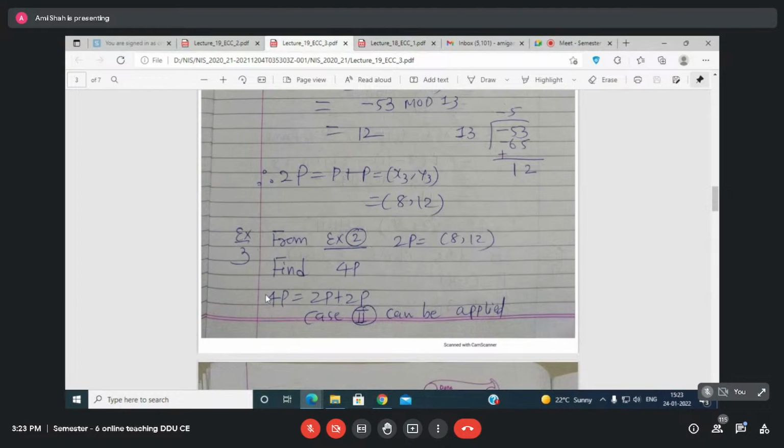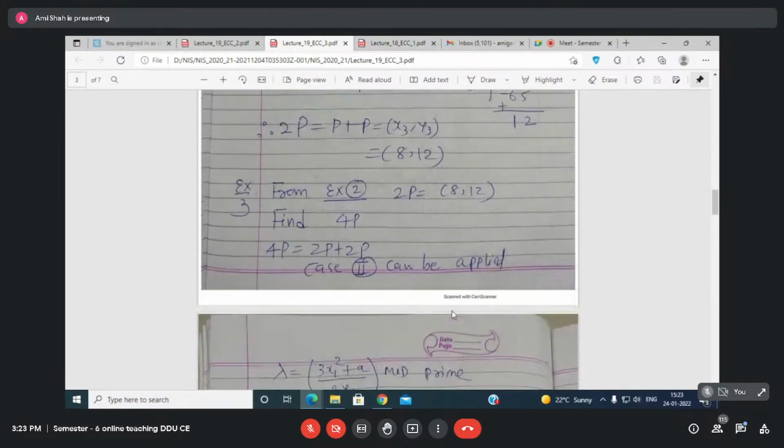Okay, so now all of you know that 4P is what? 2P plus 2P. So 2P means one point is (8, 12), and again 2P means (8, 12). That means the same point is there. So again, case 2 can be applied, right? Because the two points overlap.